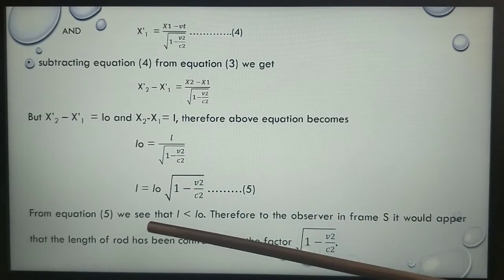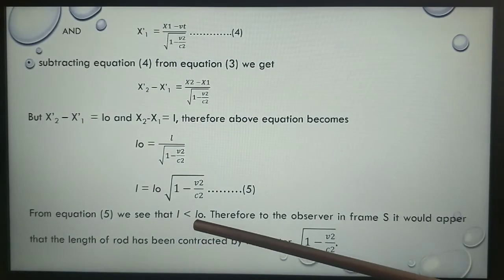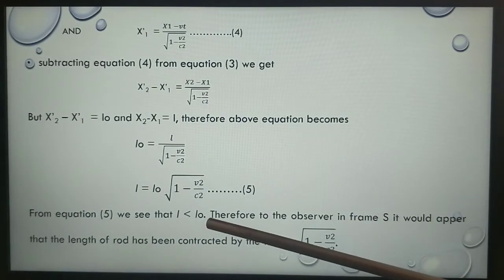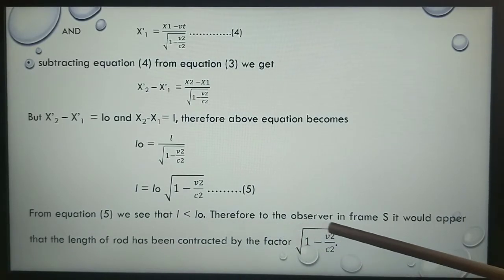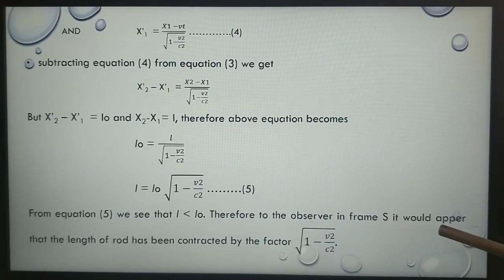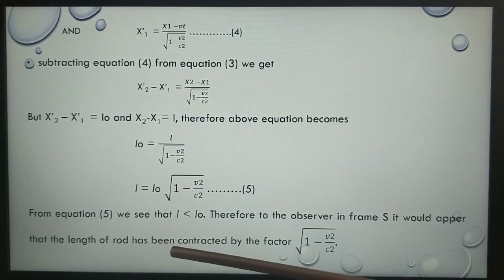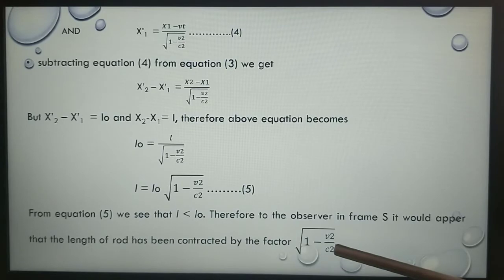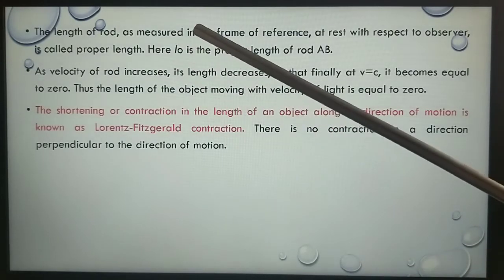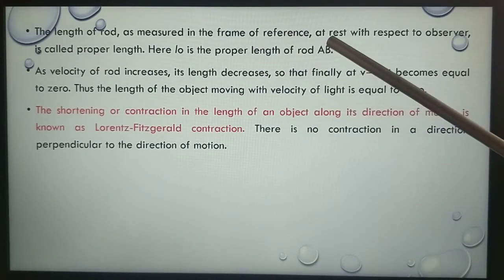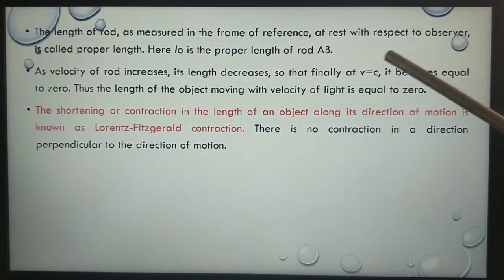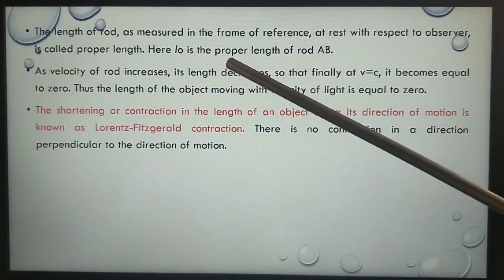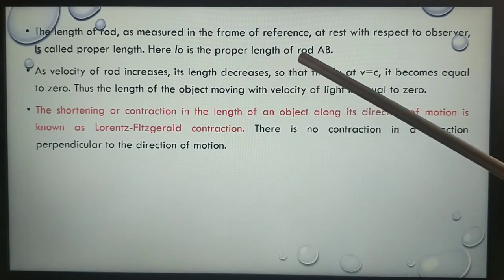From equation 5 we see that L is less than L0. Therefore, to the observer in frame S, it would appear that the length of the rod has been contracted by the factor root 1 minus V square upon C square. The length of a rod as measured in the frame of reference at rest with respect to the observer is called proper length. Here L0 is the proper length of rod AB.